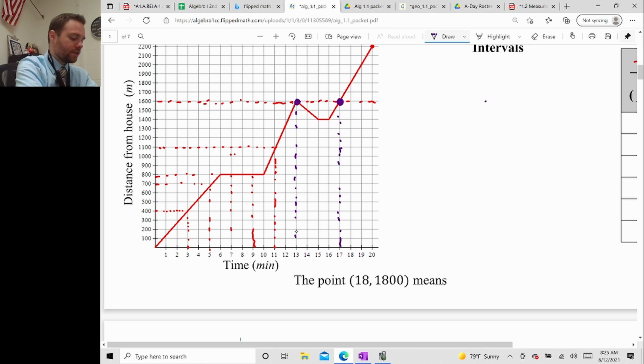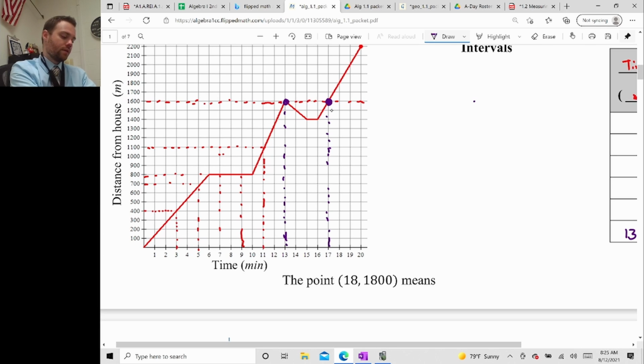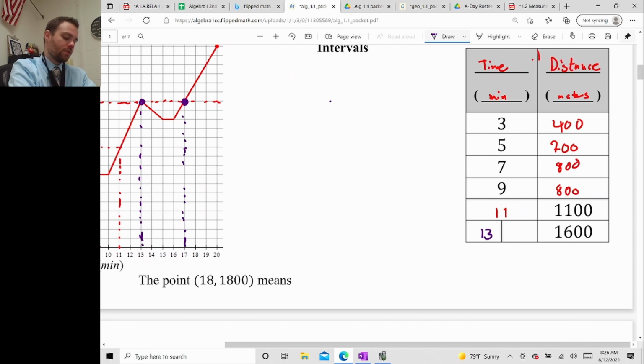13 is where they did the sharp turn. Mr. Brust did the sharp turn. He had to go back. Didn't even skip a beat, didn't even stop. He just turned around and went back. So 13 minutes. And then he came back to 1,600 meters from his house, that point he turned around at 17 minutes.